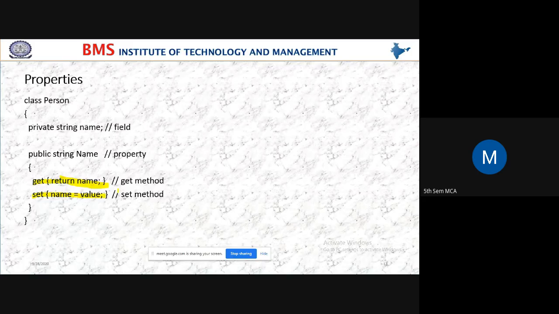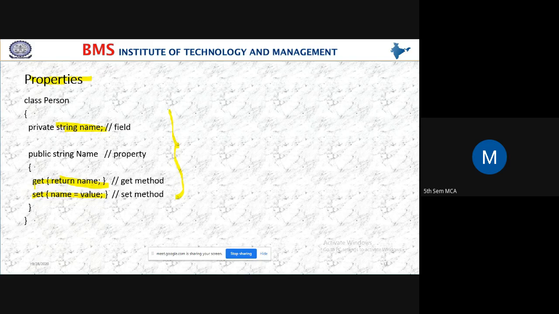See here, this is a small code snippet demonstrating the usage of properties. Here I have taken a private variable, that is string name, and this field I want to read and I want to write. Without reading and writing I cannot display any data as output. So here we have two methods, the set method and the get method.